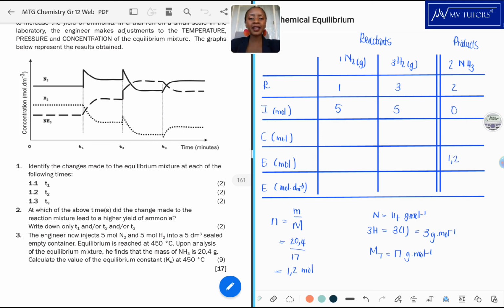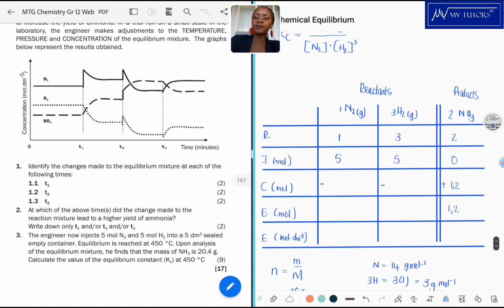Okay, remember your reactants are actually decreasing while your products are increasing. So what would I have to add to 0 to get 1,2? I'm definitely going to need 1,2. But remember now, we have the ratio 1 is to 3 is to 2.